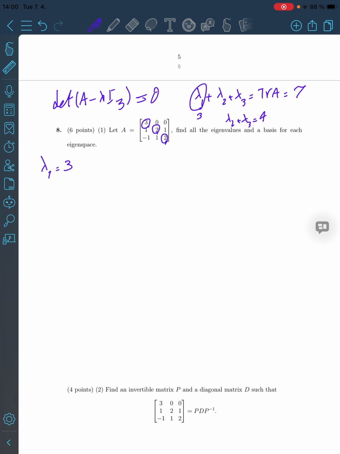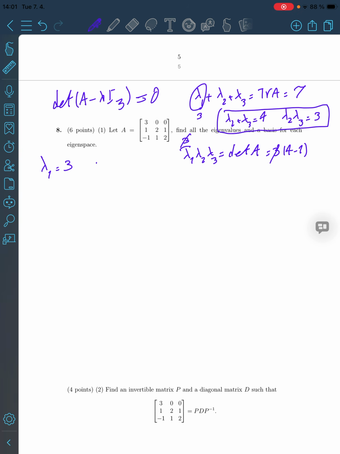And then we know that lambda 1 times lambda 2 times lambda 3 is going to be determinant of A. So then here you can compute the determinant of A. Determinant of A is going to be 3 times 4 minus 1, and then just substitute lambda 1 to be 3. Therefore you can cancel this and this. Therefore lambda 2 lambda 3 is also equal to 3. So now by these two equations, you can easily see that lambda 2 is also equal to 3 and lambda 3 is equal to 4. So those are the list of all your eigenvalues.